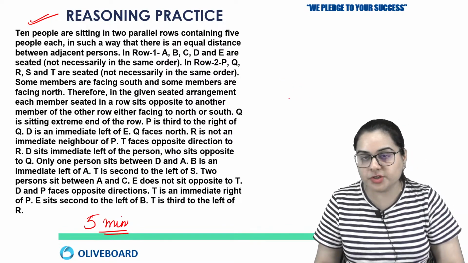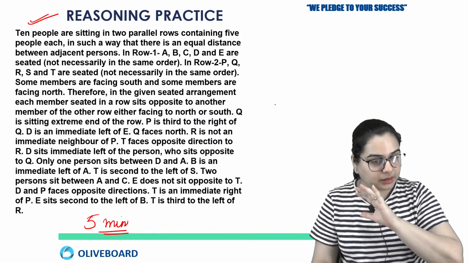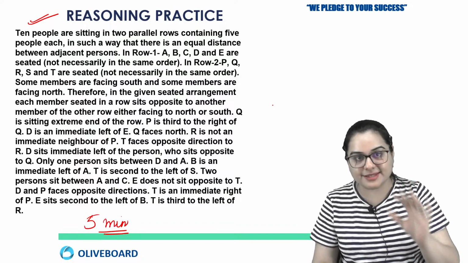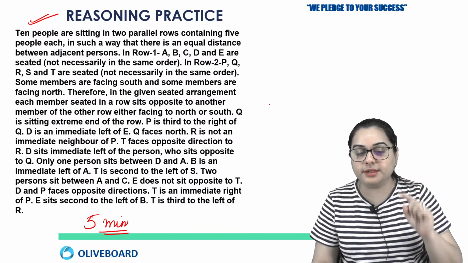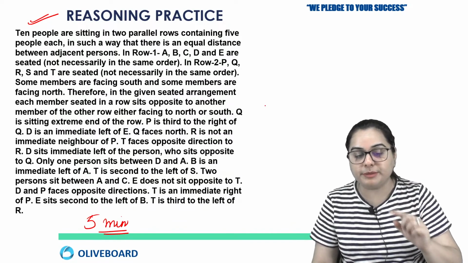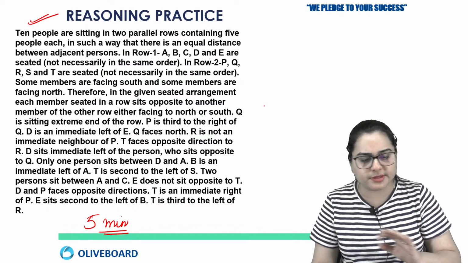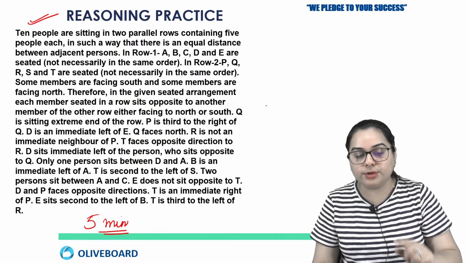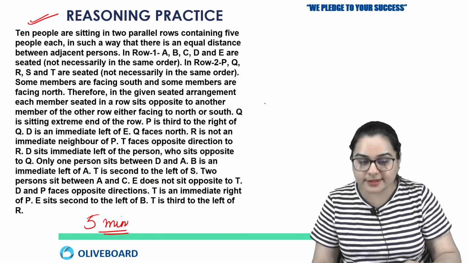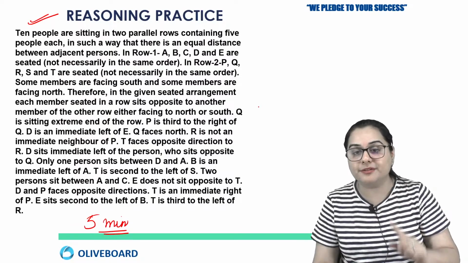Okay, so the next question, there are 10 people, they are sitting in two parallel rows. I'm reading the whole line in the starting only so that you do not make any mistake. Now there are 10 people, they are sitting in two parallel rows containing 5 people each, in such a way that there is an equal distance between adjacent persons. So that is fine. In row 1, you have A, B, C, D and E, they are seated. And in row 2, you have P, Q, R, S and T, and they are seated. How? That some members are facing south and some members are facing north.